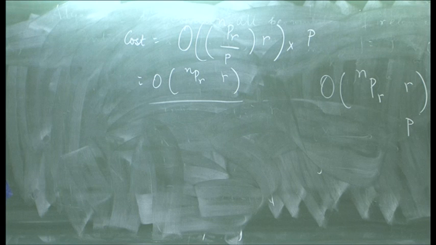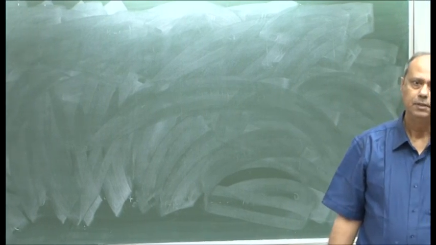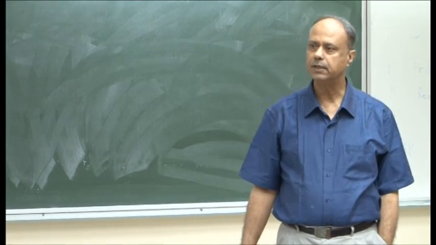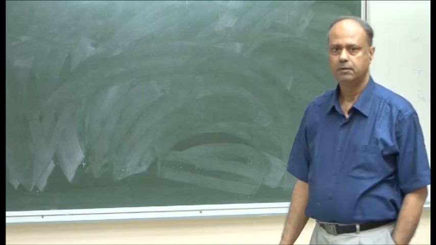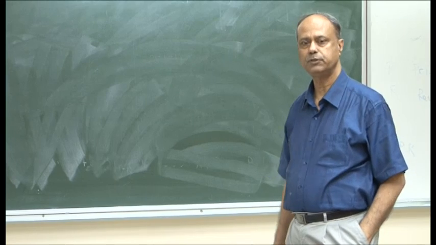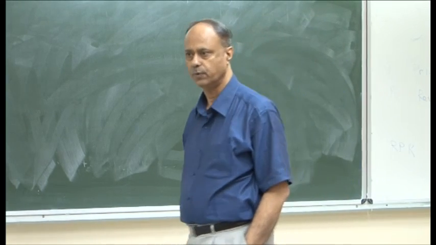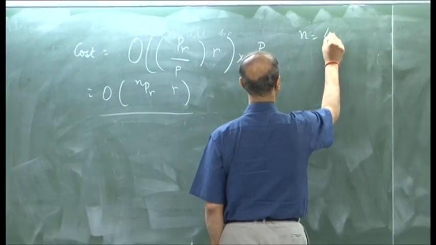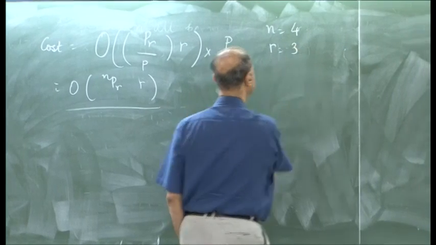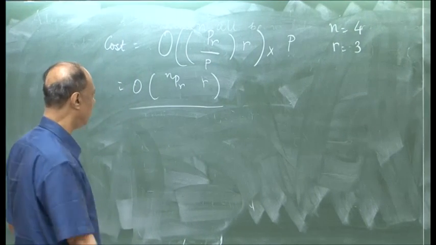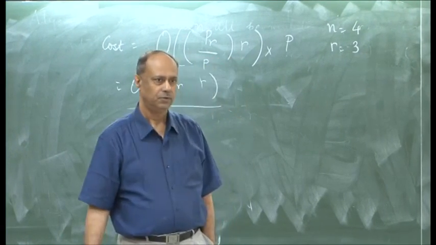Now let us consider one example to illustrate this. 5 factorial by 2 factorial is a big number, so let us consider n equals 4 and r equals 3, where 4 factorial by 1 factorial is 24. Let us see how it works. I know that there are 24 numbers.